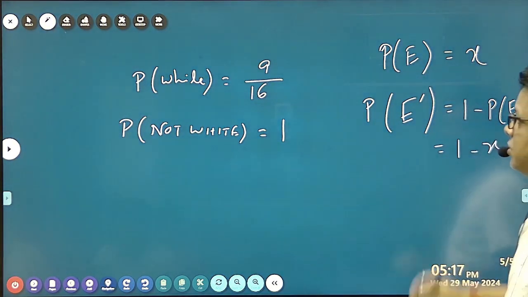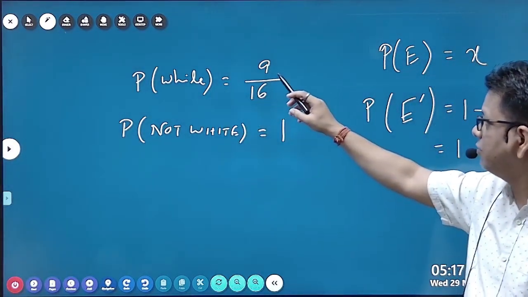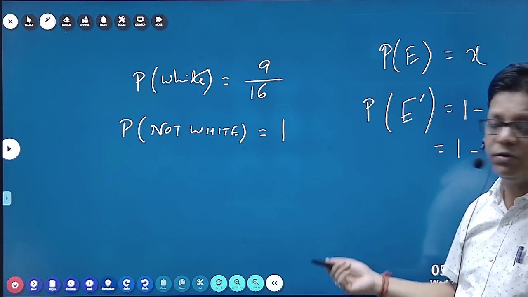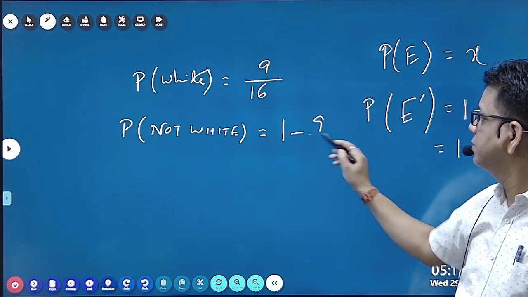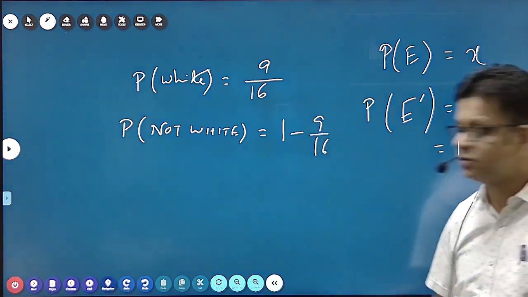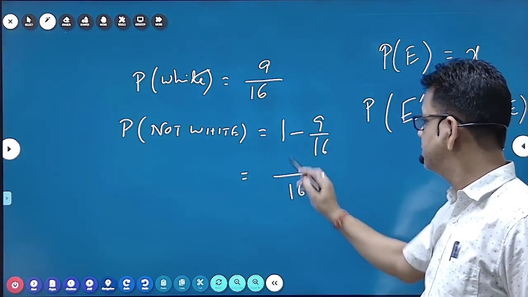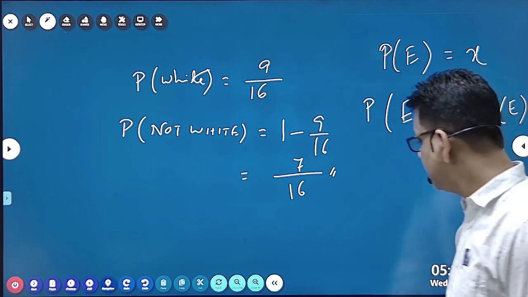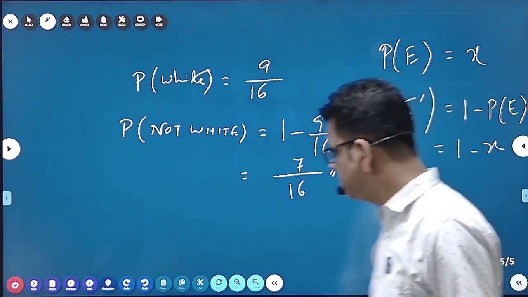So using this now, since the probability of getting white is 9 by 16, the probability of not white, what to do? 1 minus 9 by 16, and we get the required answer. So for this, the LCM is 16, so 16 minus 9 over 16 will be the probability. Getting it? Now, my question was, this is the basic thing.